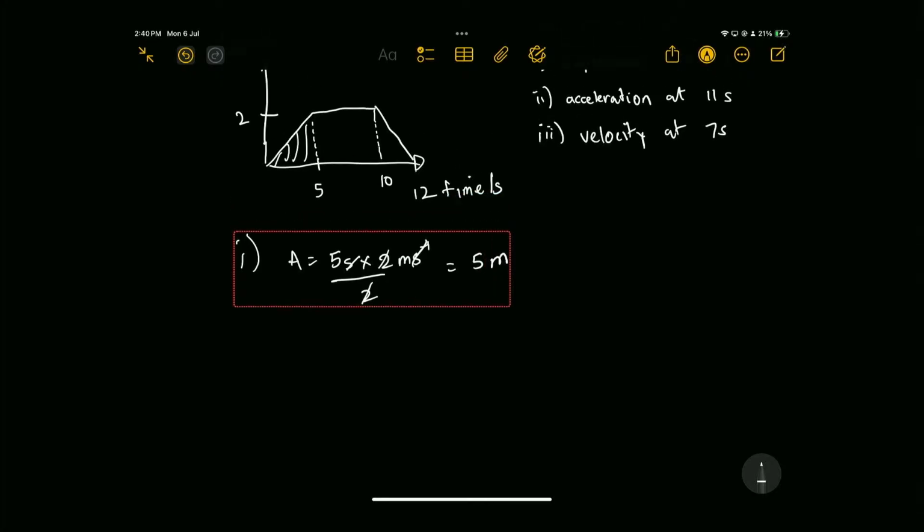In part 2 now, we need to determine the acceleration at 11 seconds. So the acceleration at this point here. To determine the acceleration at that point, we need to determine the gradient at that point. The gradient is the change in y divided by the change in x. Now we see between 10 and 12 seconds, it's a straight line.